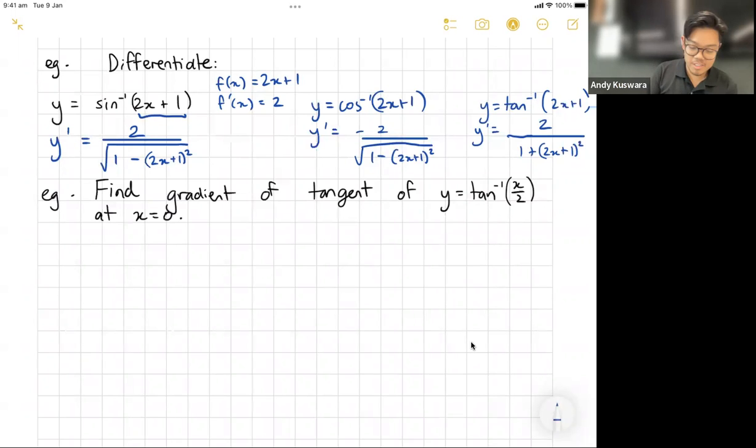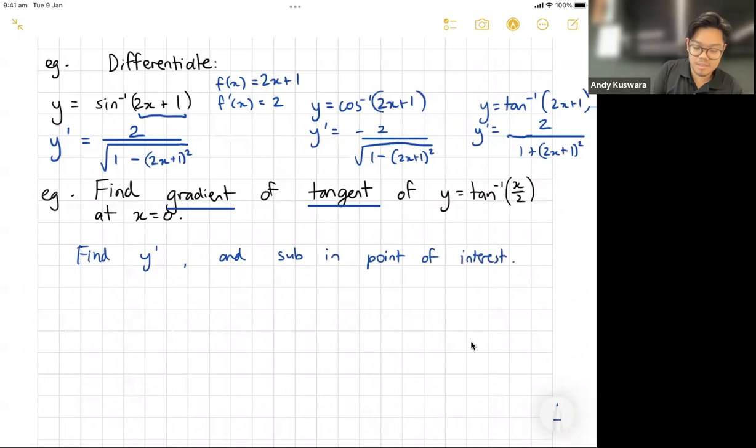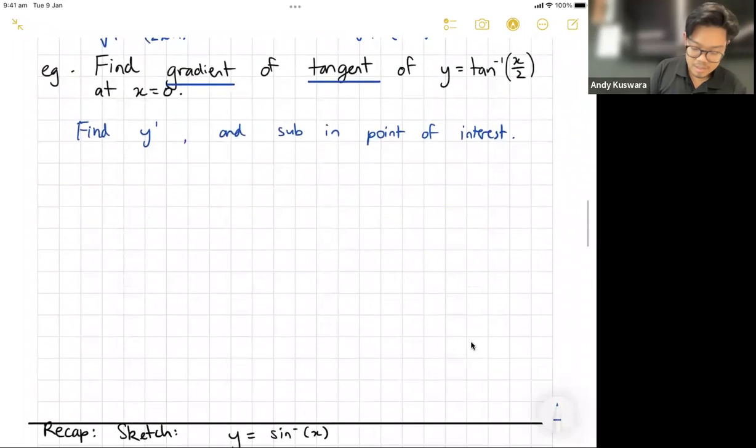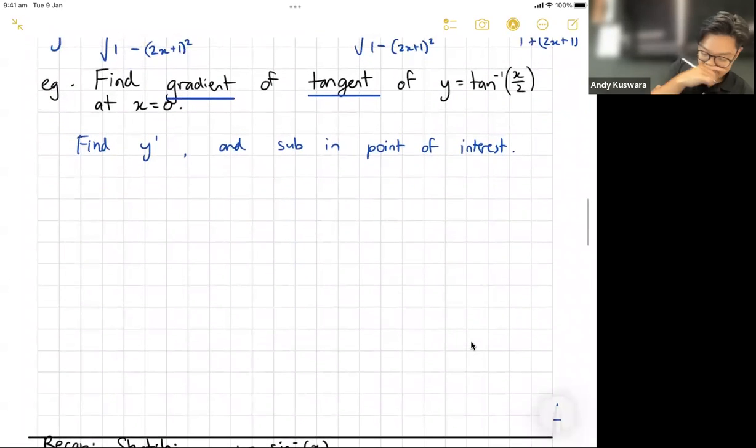All right, find the gradient of the tangent. Okay, gradient of the tangent. That means we need to find y dash and sub in the point of interest, or the x coordinate, which in this case is x equals 0. So let's do this first. Y dash equals, and I'm going to go here, it's going to be f dash x.